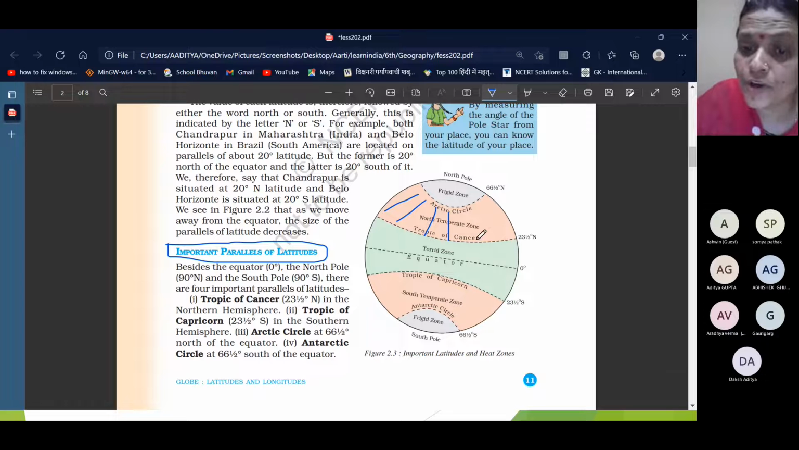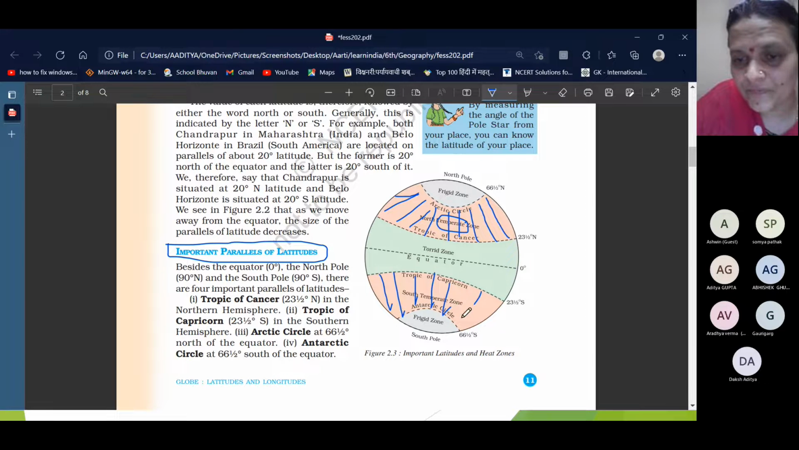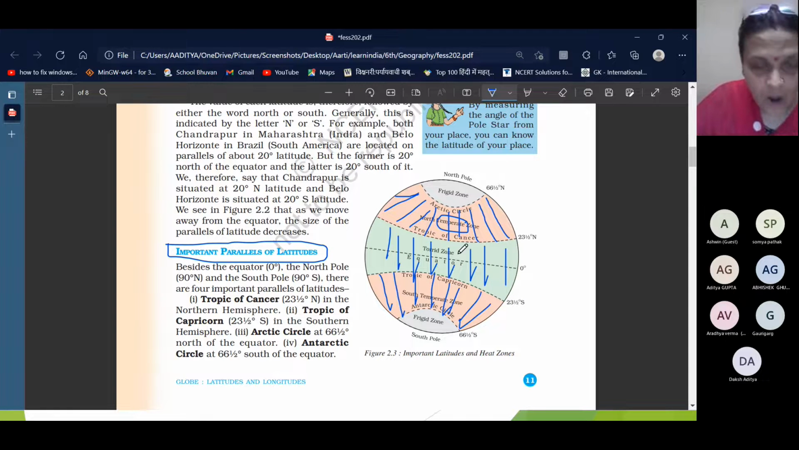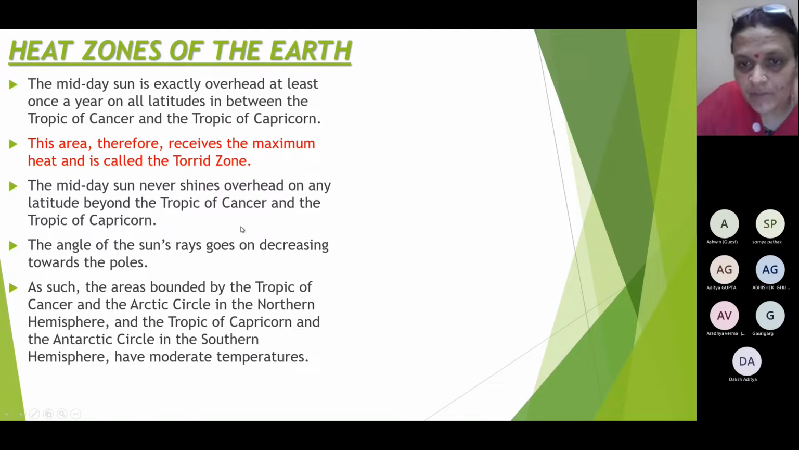Here, the sun rays are not at all straight on the head. They are slant. So this region doesn't get complete heat. It is not very hot, so it is called temperate. Here also, the sun rays are slant. So this is the south temperate zone. And here it is straight. The sun rays are very, very straight and sharp, so it causes a lot of heat. Now, this zone is called the temperate zone.